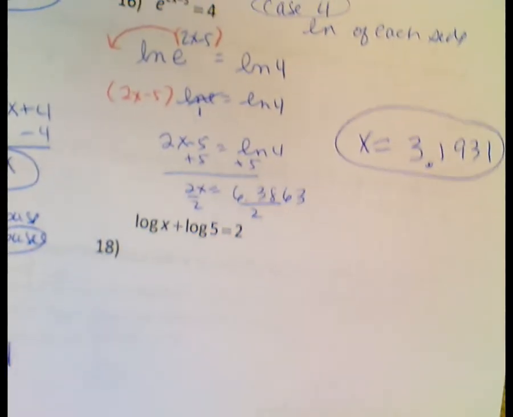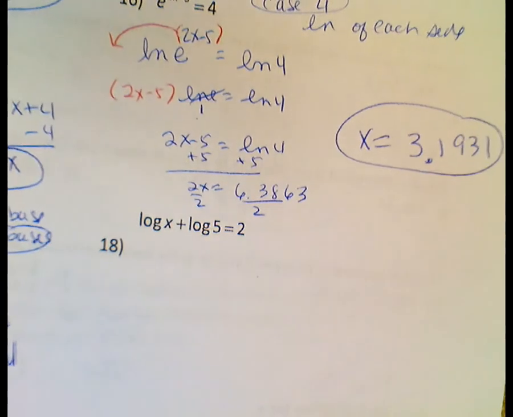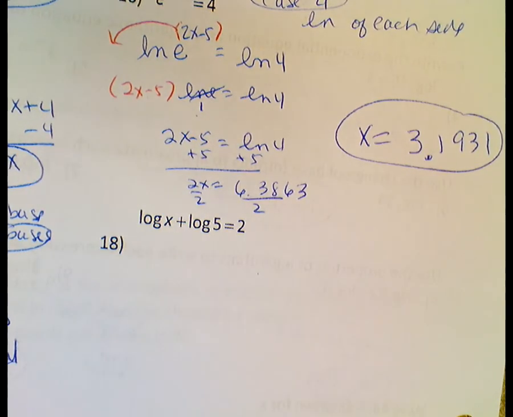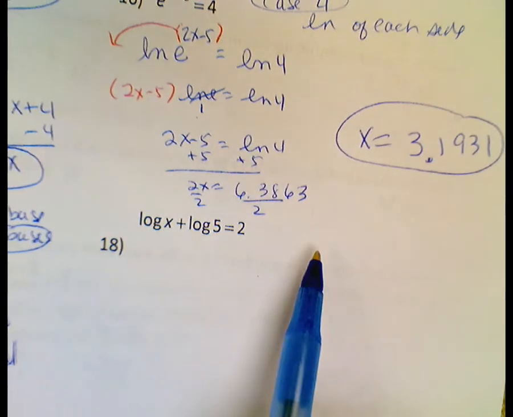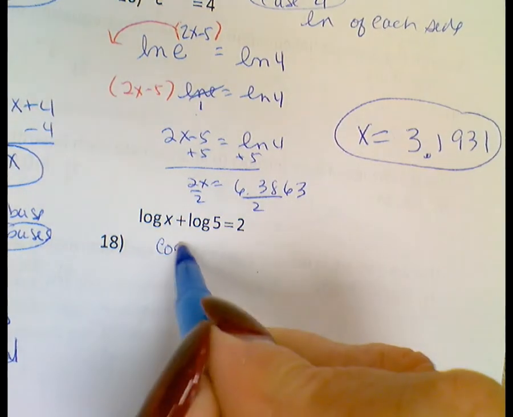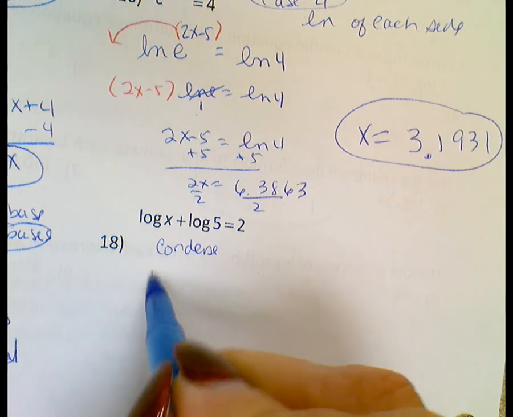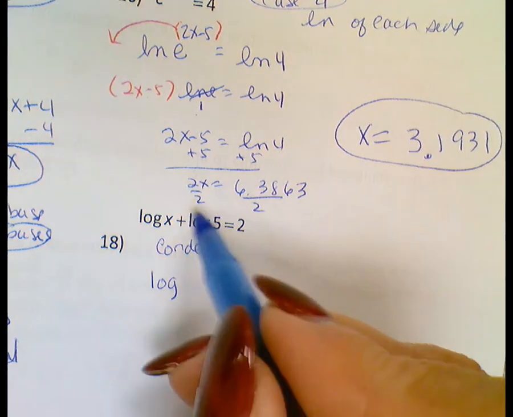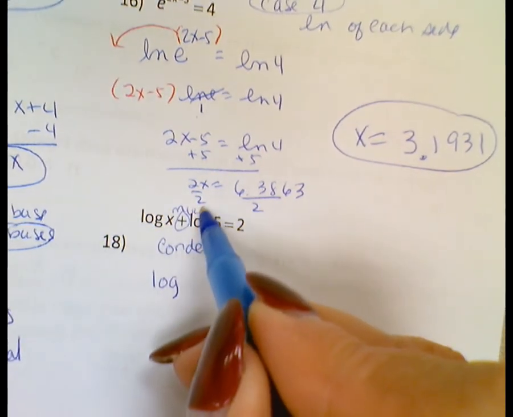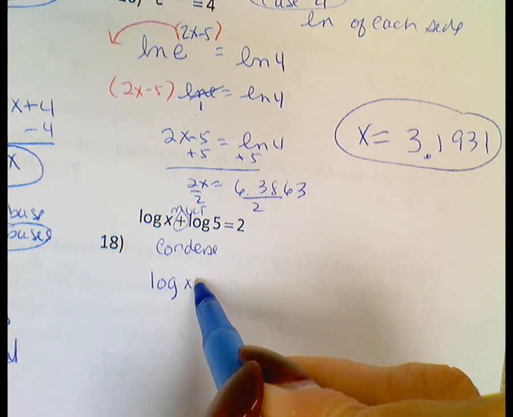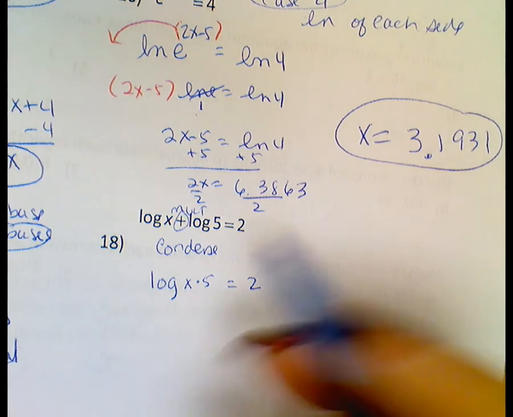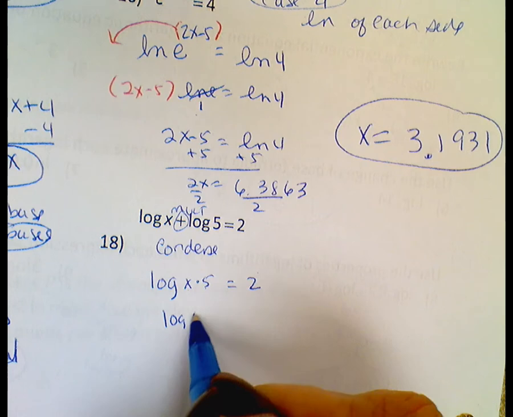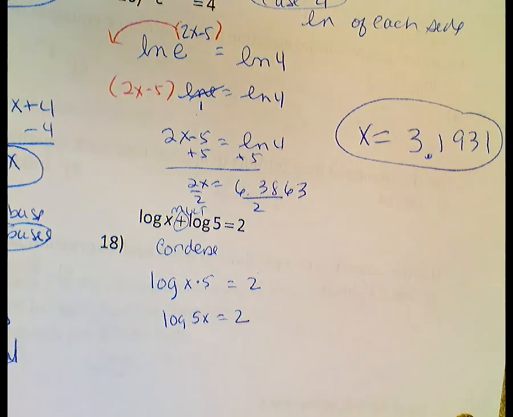I like that one. You guys like that one? All right, 18. This one has logs on one side, so you cannot drop the logs. In order to drop the logs, one has to be on the left and one has to be on the right. There's nothing on the right, so we're not dropping the logs. However, we are going to condense this to a single log on the left-hand side. So write log once, and because it's a plus, we're going to multiply x and 5. I'm going to write it as 5x. It's the same thing.